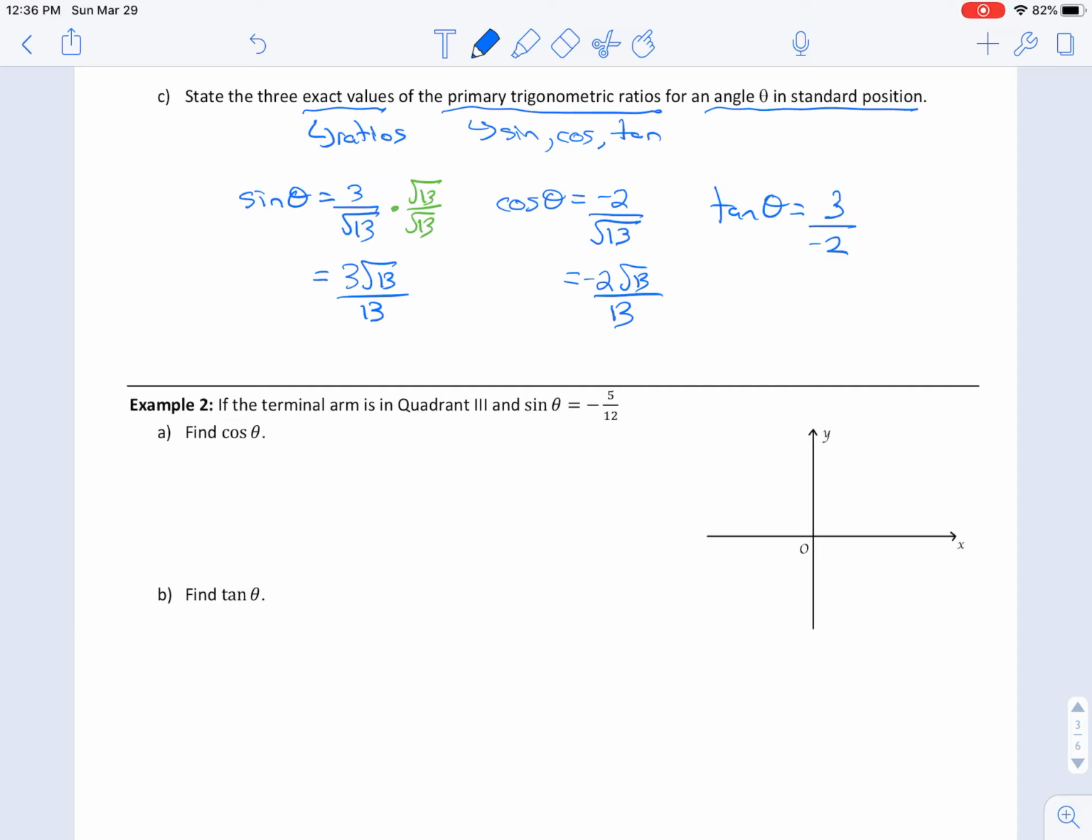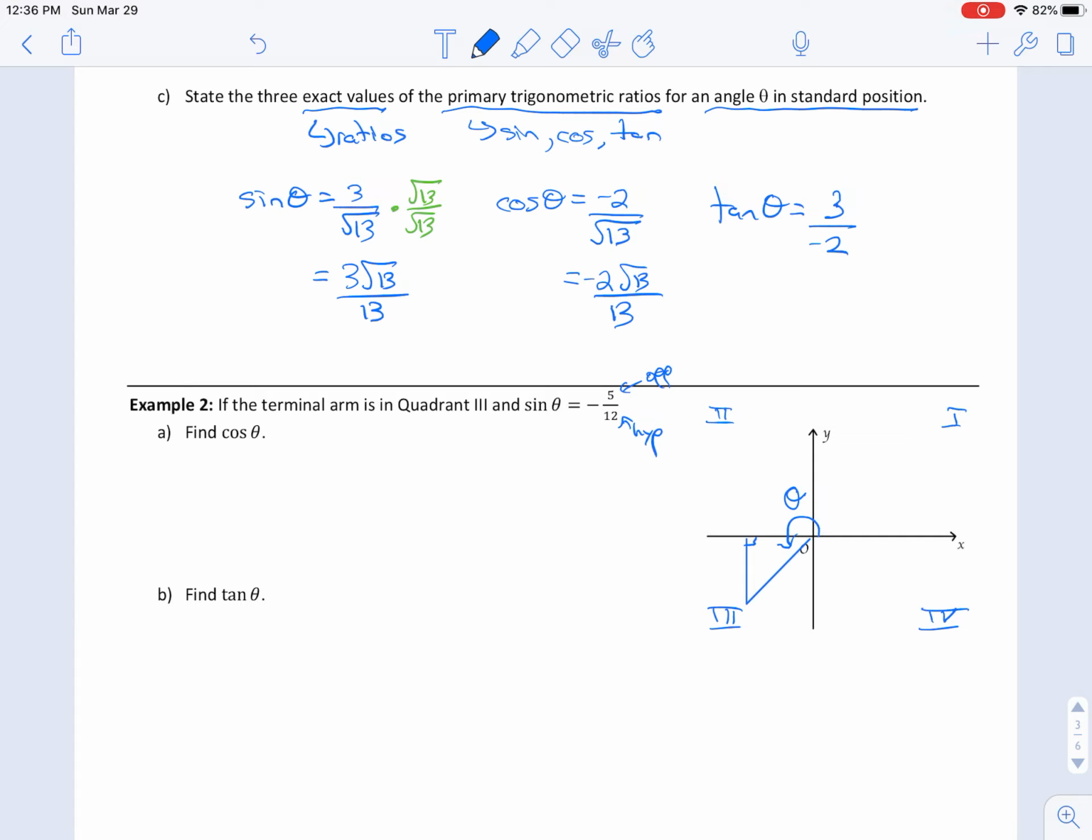So the next one says, let's say the terminal arm is in quadrant 3. So remember, our quadrants start up here, like that. So we've got quadrant 3, and its sine of theta is this. So I know I'm going to have this part for sure. I'm going to create a triangle like that. Here is theta. It goes all the way around from the x-axis, wrapped around. And I know that for sine, it's -5 over 12. So remember, this is opposite, and this is the hypotenuse.